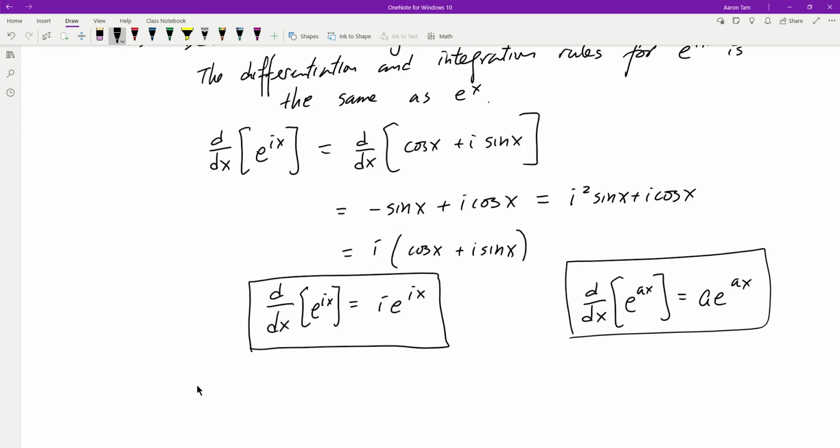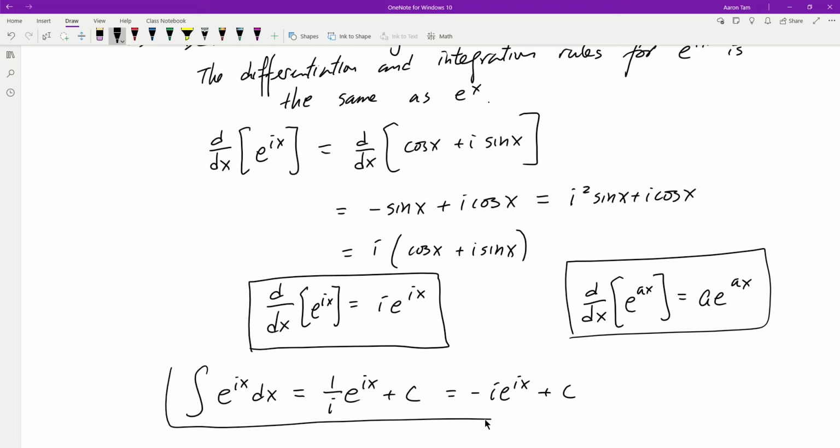And because of that, it follows the following, which would be the integration rule. If I want to integrate e to the ix dx, the integral of that would actually equal 1 over i e to the ix plus c. And yes, you can actually rationalize this. If you do rationalize it, you basically multiply i over i into the front of this thing, and that would just make it equal to negative i e to the ix plus c. So that is the integration rule.